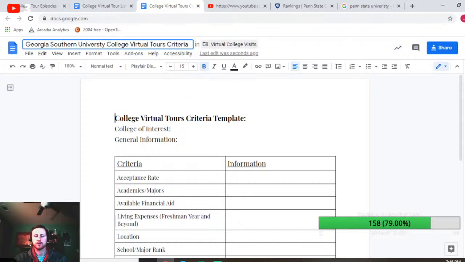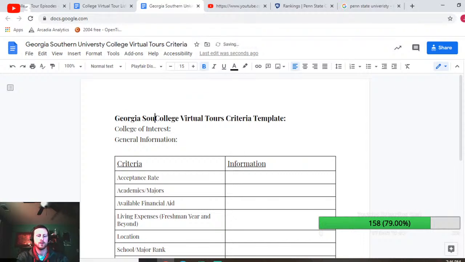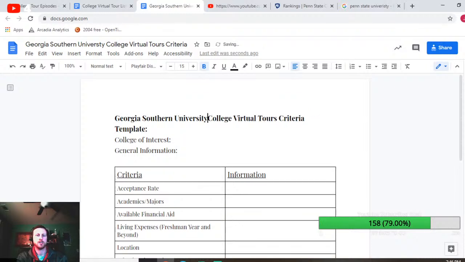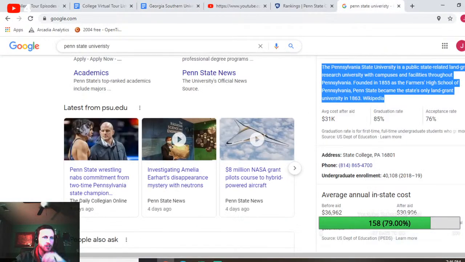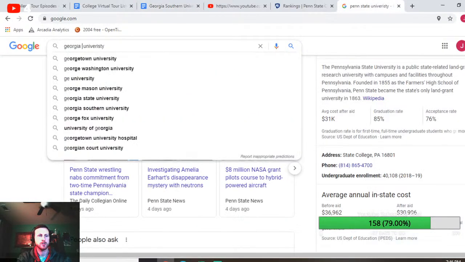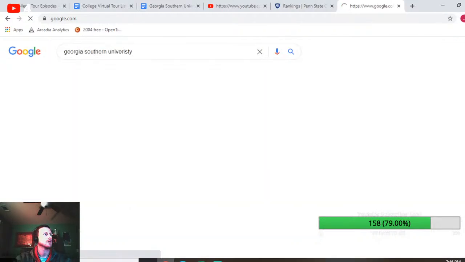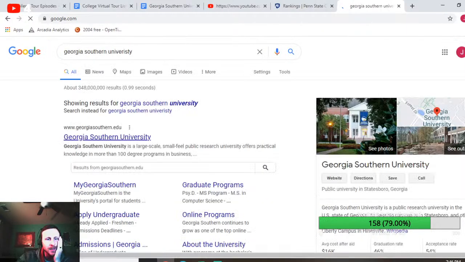It's not a template. Georgia Southern University, not to be confused with Georgia State University. So let's see what stuff we got here. Let's look up some general information. Georgia Southern University. Let's look here.